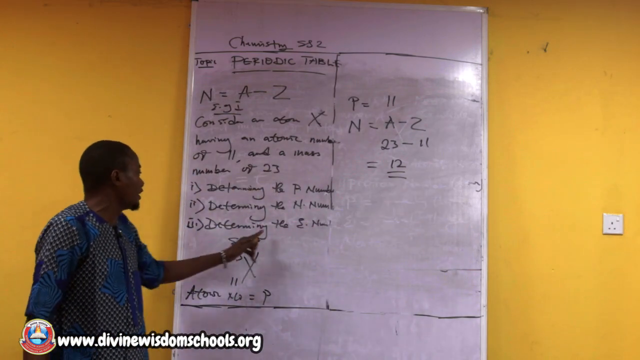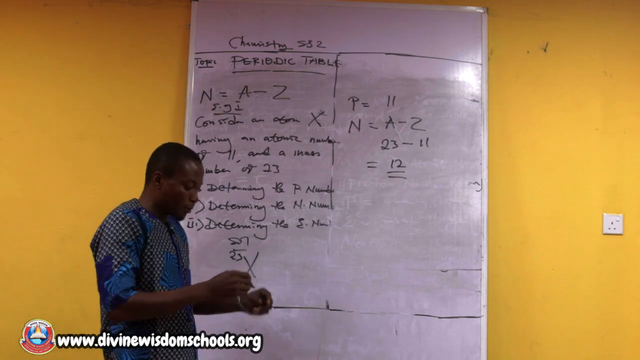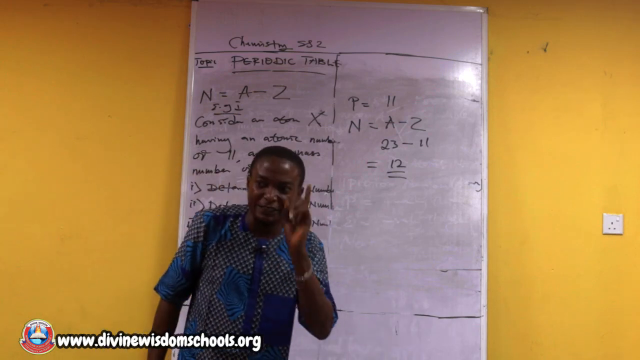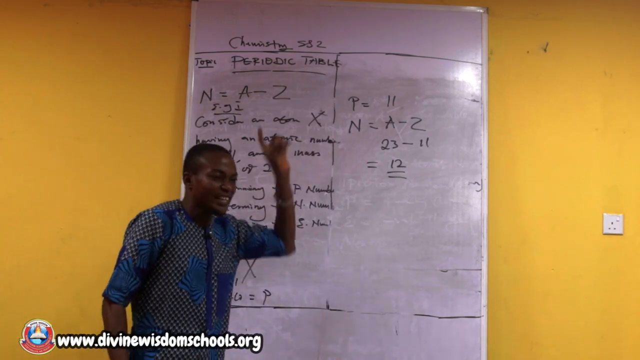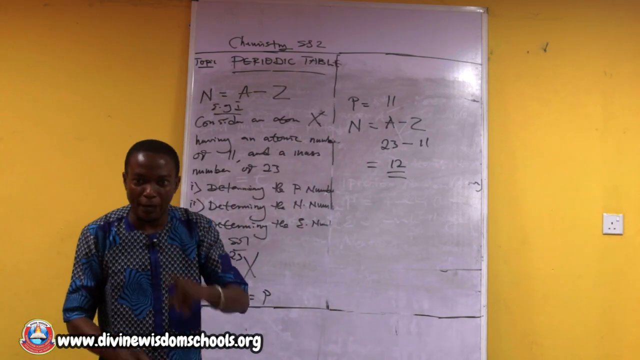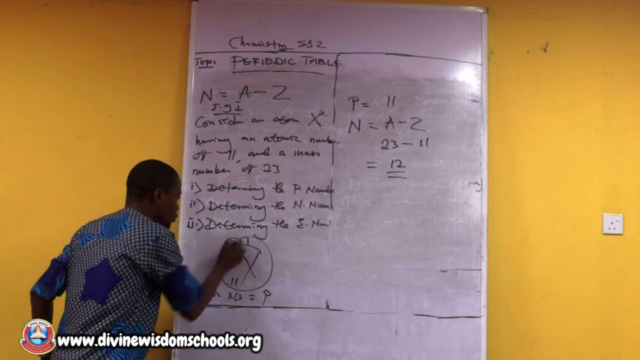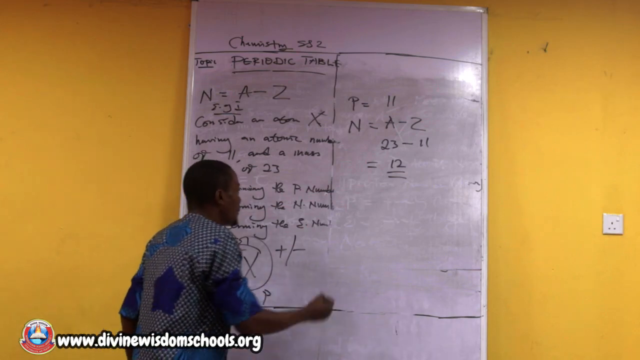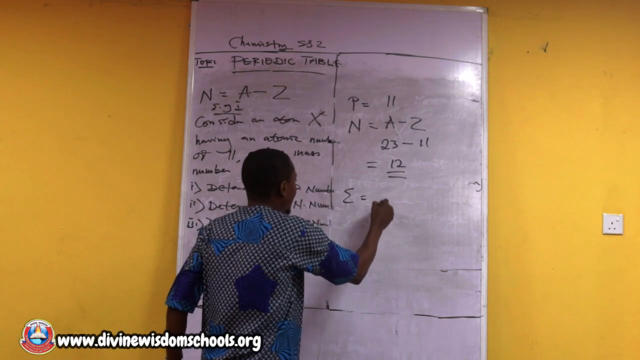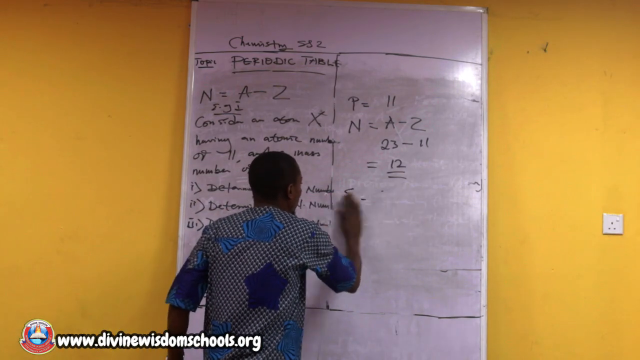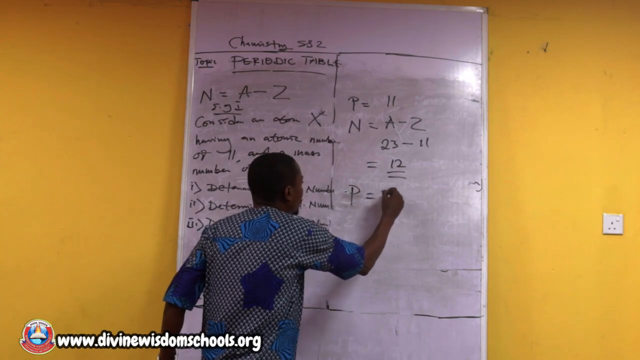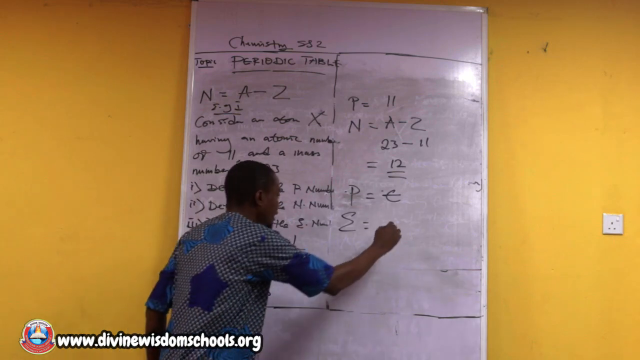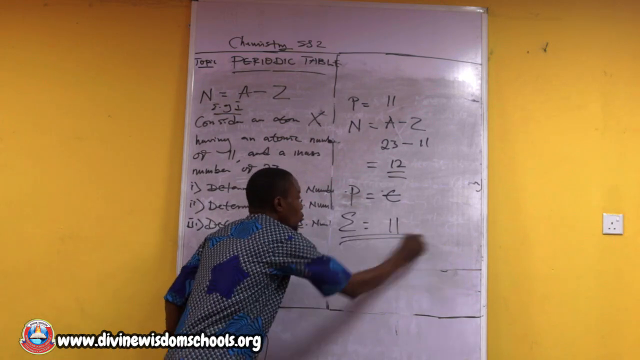Now I said determine the electron number. Remember I told us that the number of protons can only be the same as the electron number if and only if the atom is neutral. In this case, the atom is neutral because we don't have a positive or a negative charge here. So the proton number is equal to the electron number. Hence, the electron number is equal to 11.